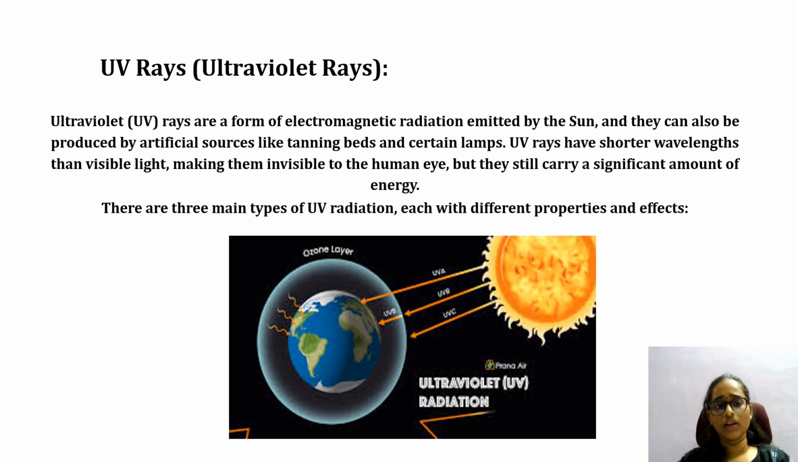Ultraviolet rays. UV rays are a form of electromagnetic radiation emitted by the sun, and they can also be produced by artificial sources like tanning beds and certain lamps. UV rays have a shorter wavelength than visible light, so they are invisible to the human eye, but they still carry a significant amount of energy. There are mainly three types of UV radiation, each with different properties and effects.